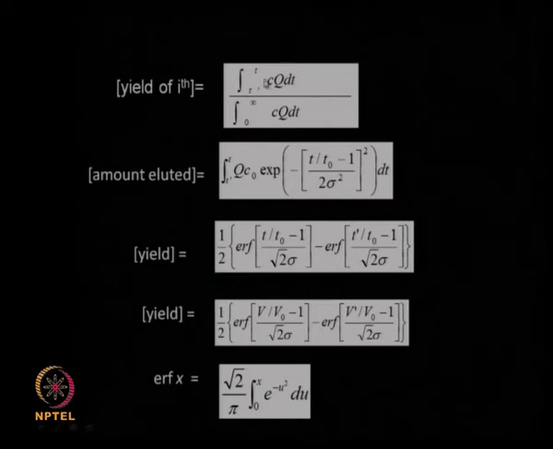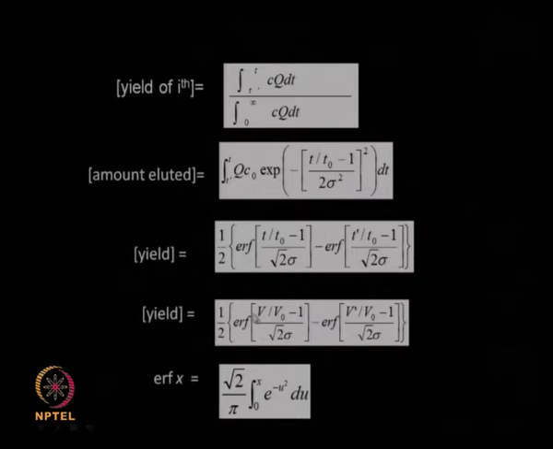For the amount eluted, if we substitute for C, I will write it as C0 e^(−(T/T0 − 1)²/2σ²) dt. So yield will become half times erf((T/T0 − 1)/(√2 σ)) minus erf((T'/T0 − 1)/(√2 σ)), where the error function is defined as erf(x) = √(2/π) ∫ from 0 to x of e^(−u²) du. By calculating the error function and substituting here, we will be able to calculate the yield.